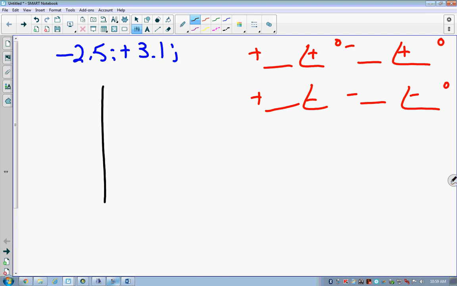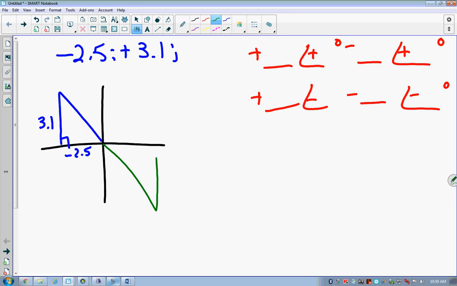As I go to put this, I need a coordinate plane. Which quadrant am I going to be at, at negative 2.5i plus 3.1j? We should be in the second quadrant because I'm going 2.5 to the left, 3.1 up. So I should get something that looks like this. Does that make sense? Negative 2.5, 3.1. I'm also going to get the opposite of that, correct?